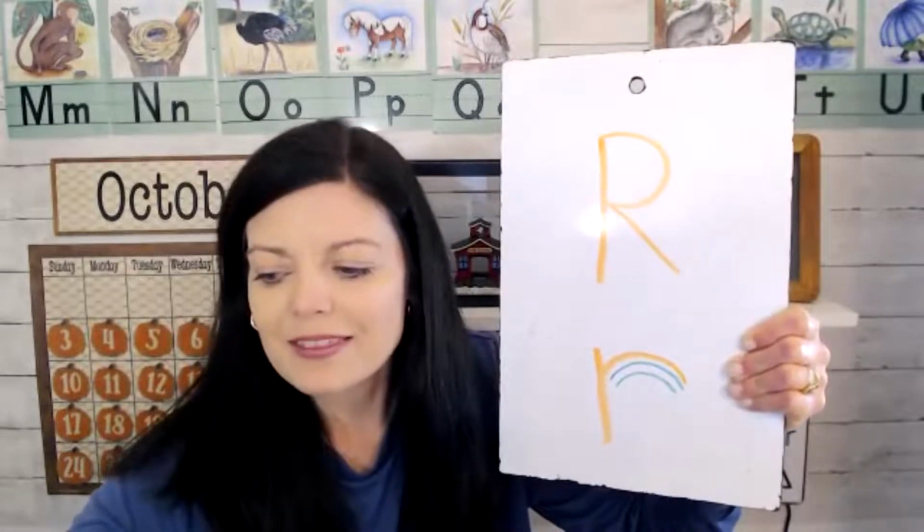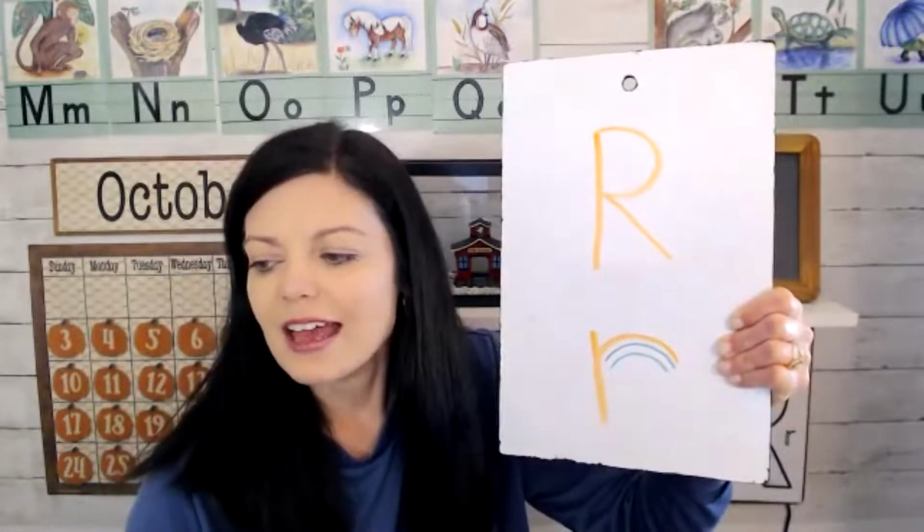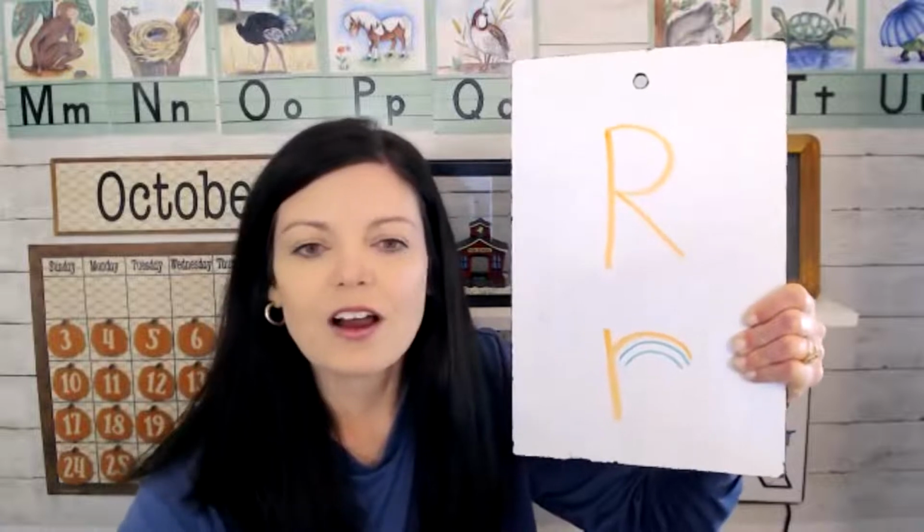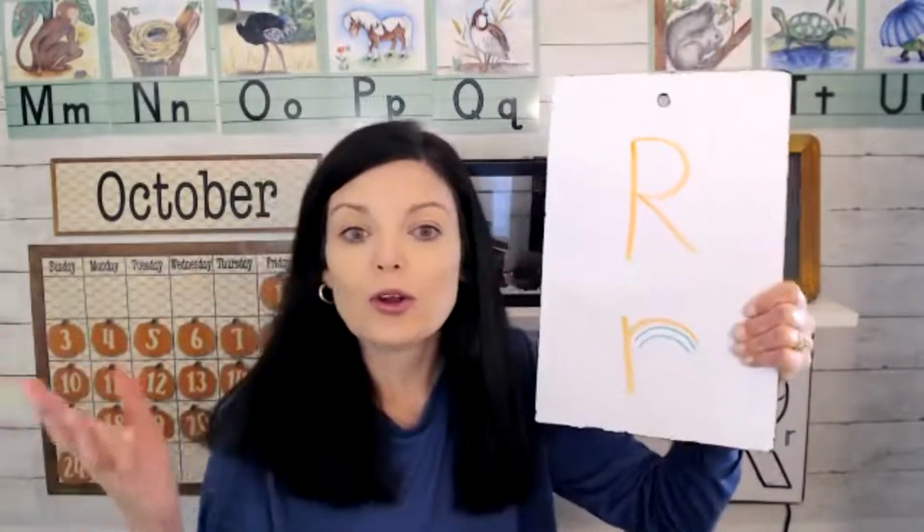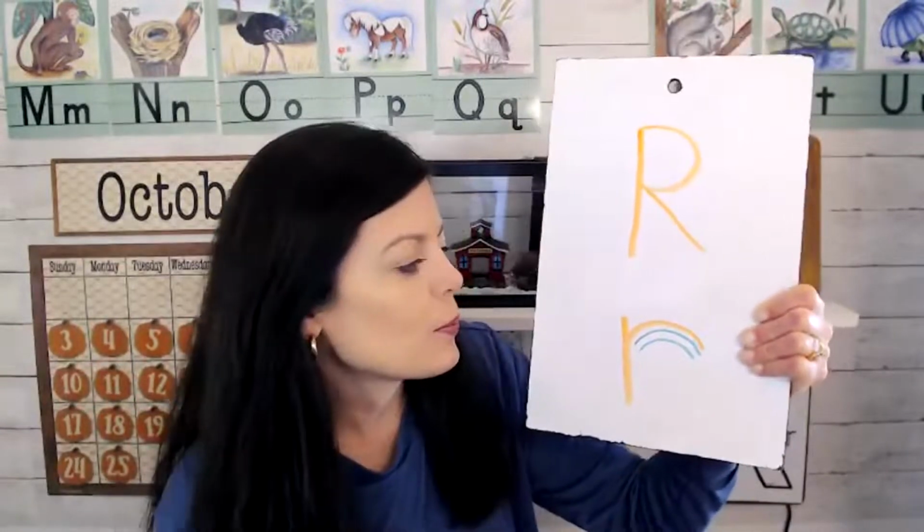God put a rainbow in the sky, didn't he? When Noah and his family got off the ark, they saw a beautiful rainbow, no more rain. So R is for rainbow.